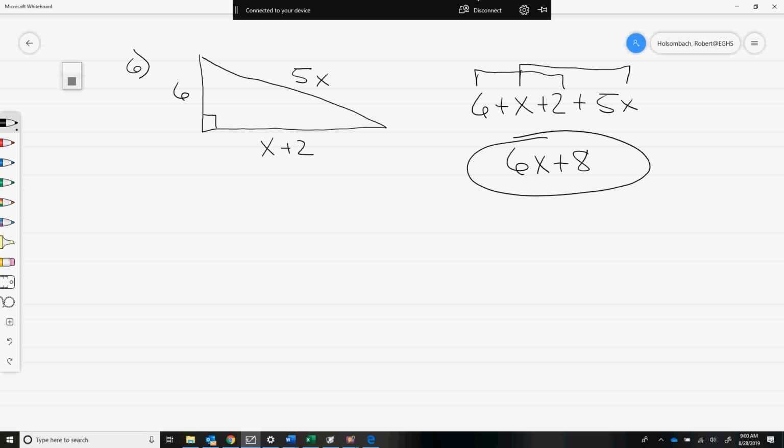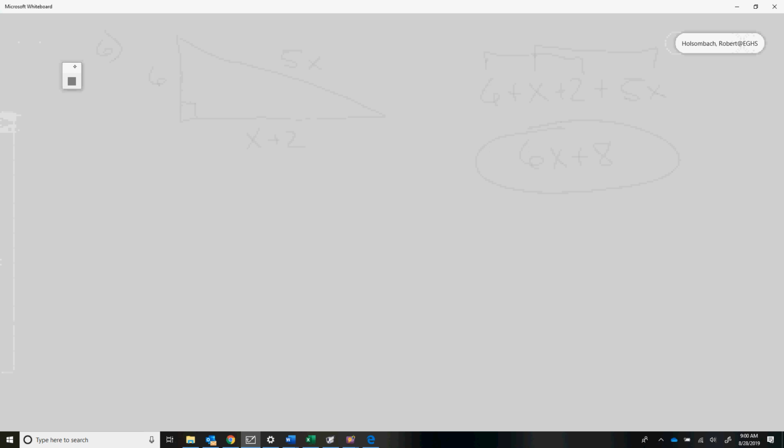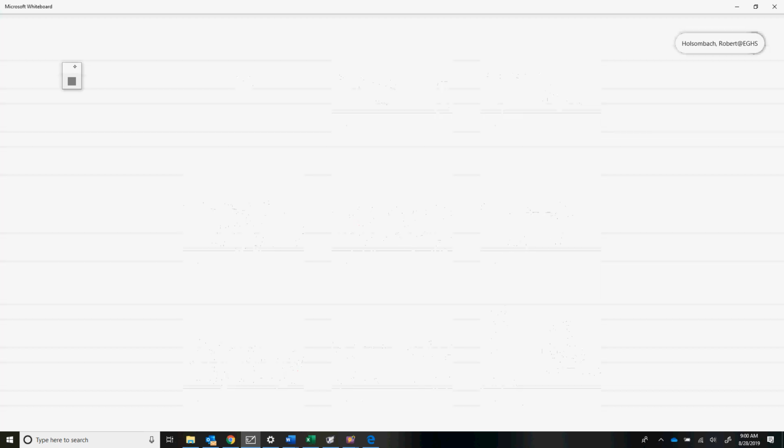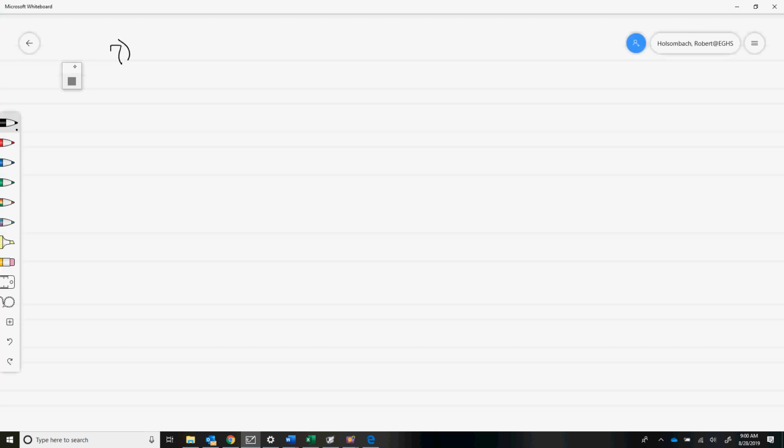Number 7. Find the coordinates of the midpoint of CM with endpoints. Alright, so we got C is at -2, -4. M is at 4, 5. And you need the midpoint. Midpoint.